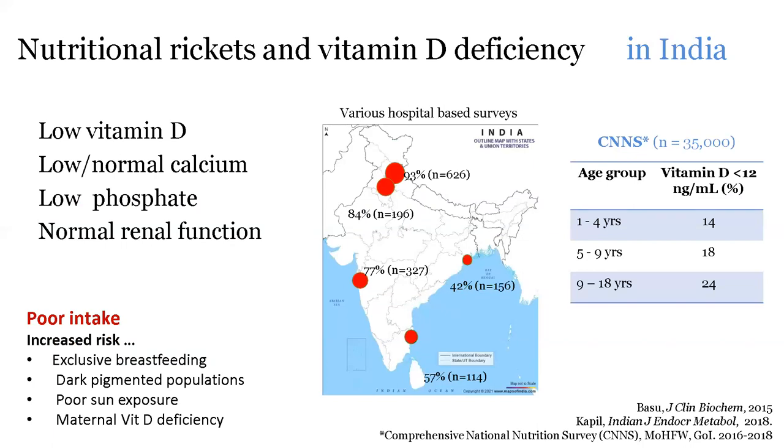Across various hospital-based surveys, we've seen that somewhere around 50 to 90% of our population has insufficient levels of vitamin D. And a national survey done over 2 years with around 35,000 children said that vitamin D levels were less than 12. And they were lower in the age group from 9 to 18, that is the adolescent age group.